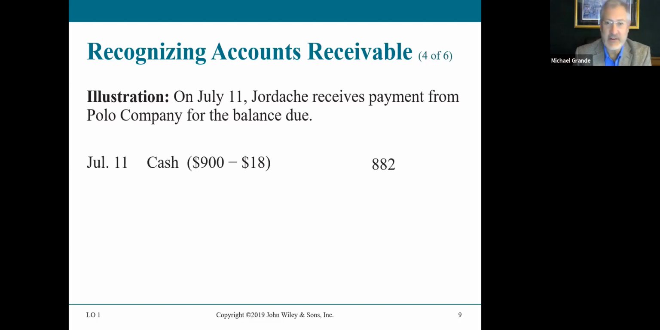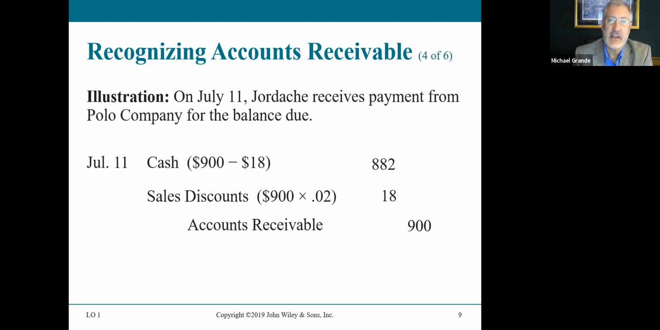2% of $900 is $18. So they receive cash of $882. The entire receivable will be wiped out, the entire $900, and you have a debit to balance the transaction. Remember, debits always have to equal credits. Sales discounts, $18.